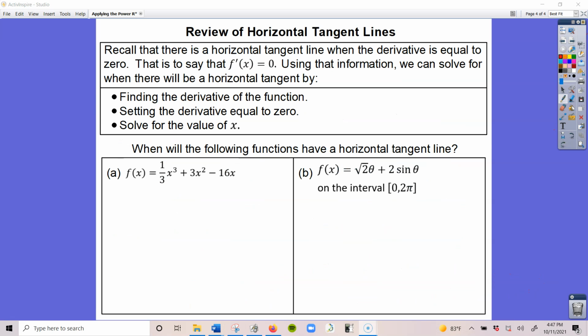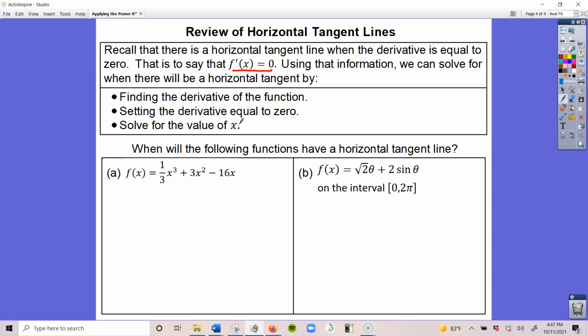So now let's revisit how to find when a function will have a horizontal tangent line. As a reminder, when you have a horizontal tangent, that means that the slope of the tangent line is 0, because all horizontal lines have a slope of 0. So that means that f prime of x would equal 0, because remember, the derivative represents the slope of the tangent line. And if the tangent line is horizontal, then the slope is 0.